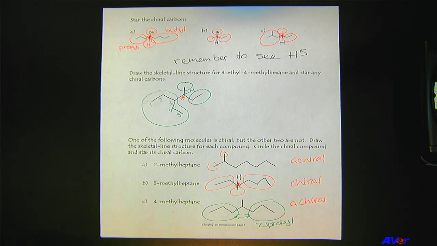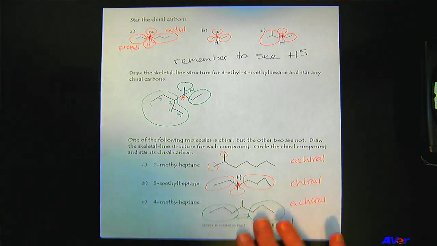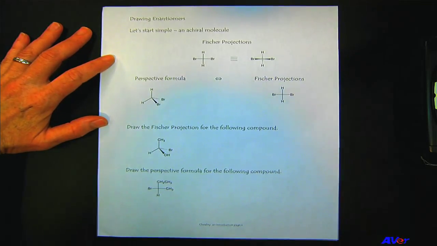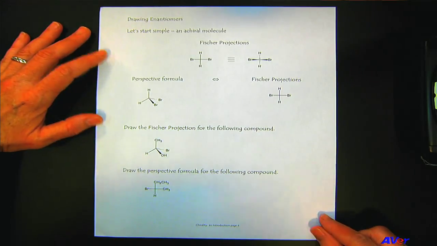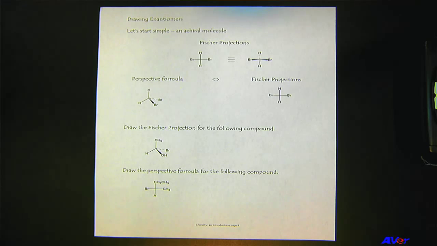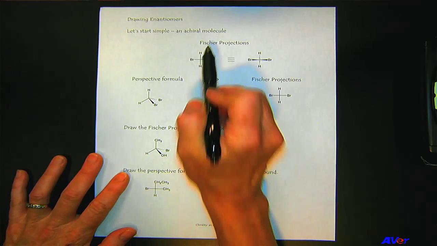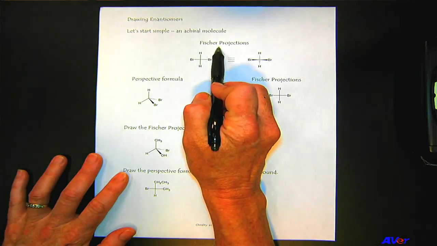Now, because the spatial arrangement of the atoms is very important, it can be helpful to draw the molecules in a variety of ways. And so we've seen this before. Like for the rotation, we learned how to do Newman projections. Well, for chiral carbons, it can be helpful to use a Fischer projection.